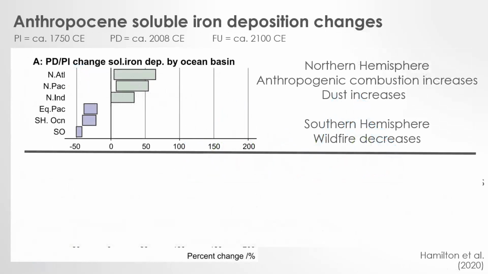So what does that mean in terms then of soluble iron deposition? Well, if we look by different ocean basins, in the northern hemisphere, even though we've got less fires, we still end up with more iron being deposited to the ocean, and that's due to an increase in dust and then this anthropogenic combustion, which is creating an awful lot of iron, and the combination of those two increases dwarfs the reduction that we're seeing from the fires.